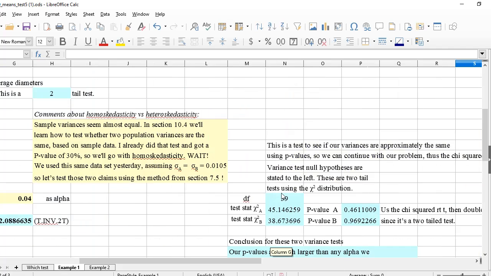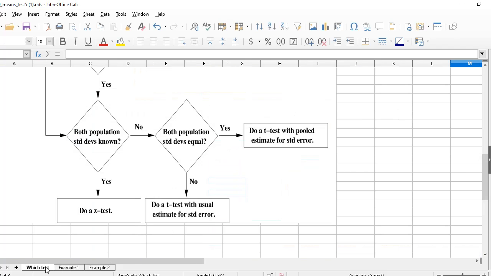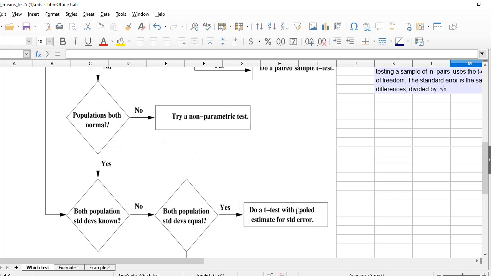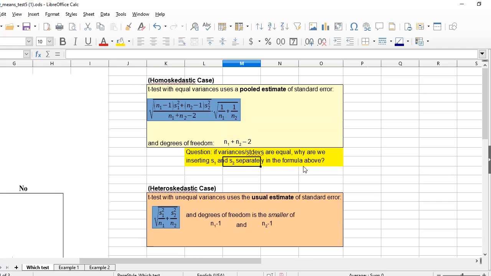So now that we've determined that our variances are equal to each other, we can do our t-test with our pooled estimate for standard error. So that would be a t-test with the pooled estimate for standard error, which is this homoskedastic case up here.